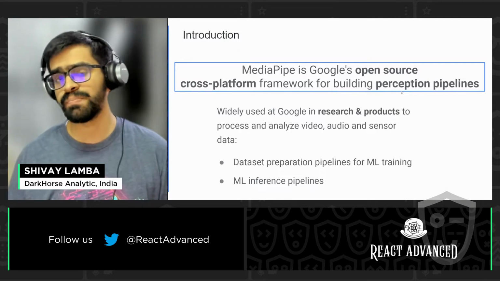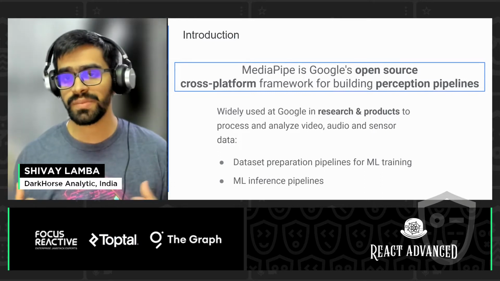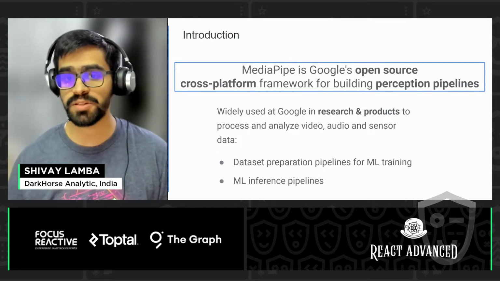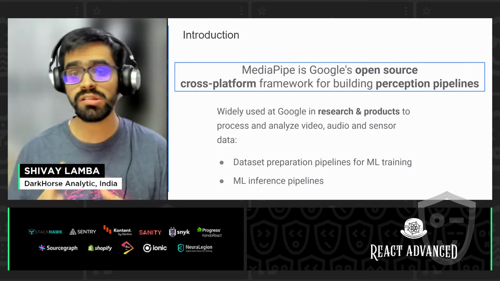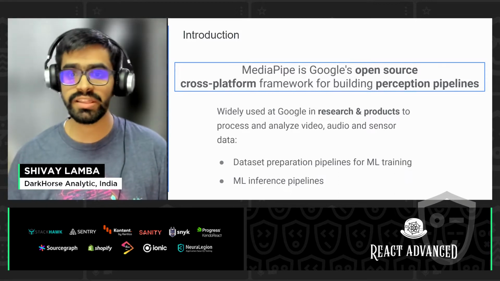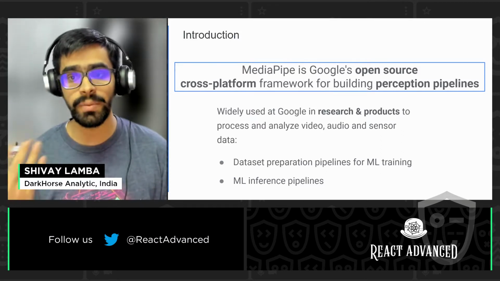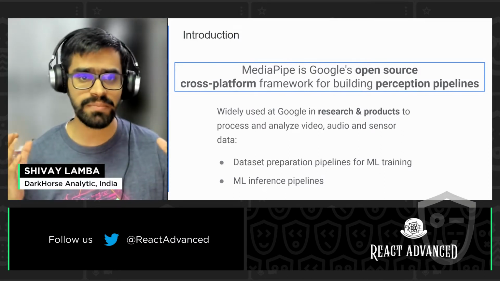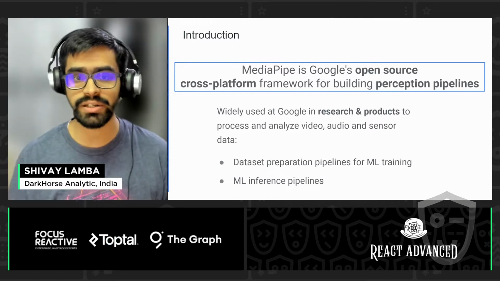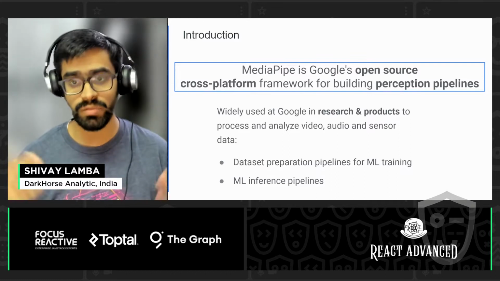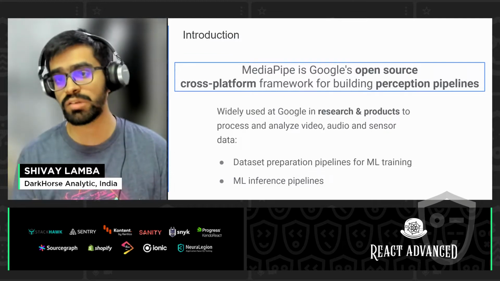So what exactly is MediaPipe? MediaPipe is essentially Google's open source cross-platform framework that helps you build different kinds of perception pipelines. What that means is that we are able to build or use multiple machine learning models and use them in a single end-to-end pipeline to, let's say, build something. And we'll also look at some of the common use cases very soon. It has previously been used widely in a lot of the research-based products at Google, but now it has been made upstream, and now everyone can use it since it's an open source project.